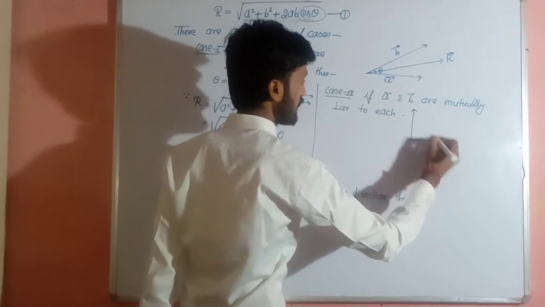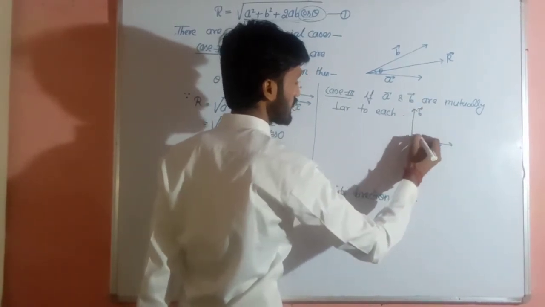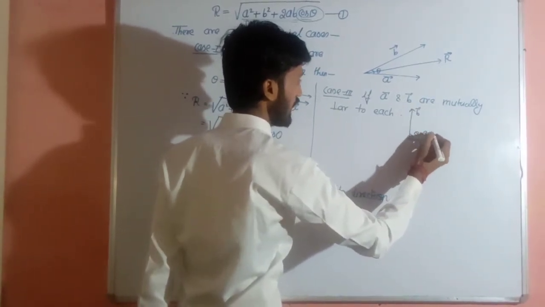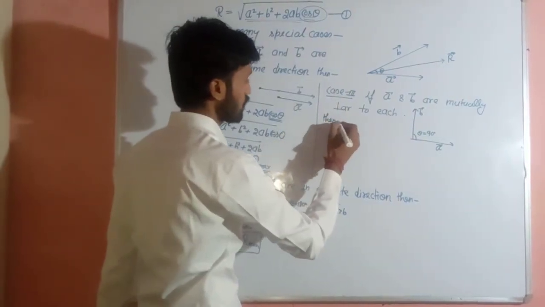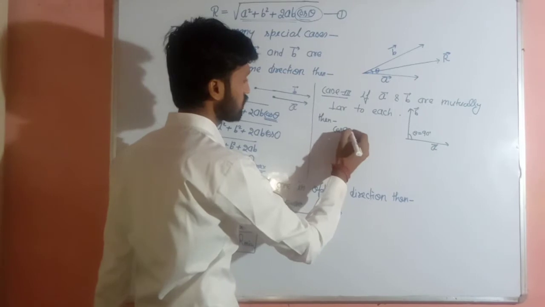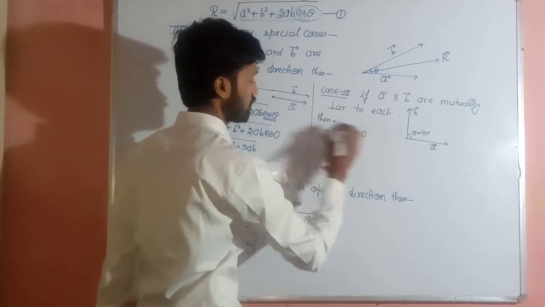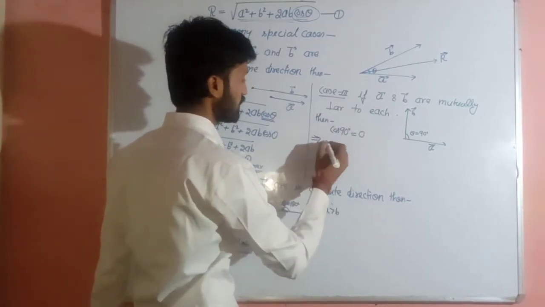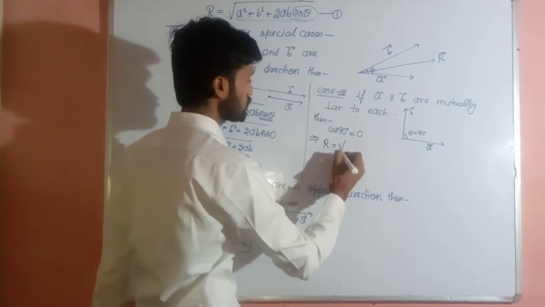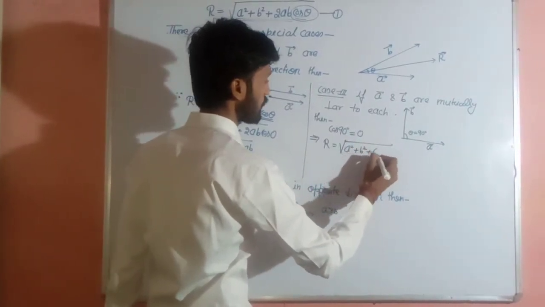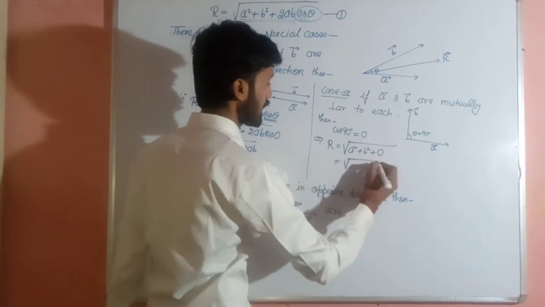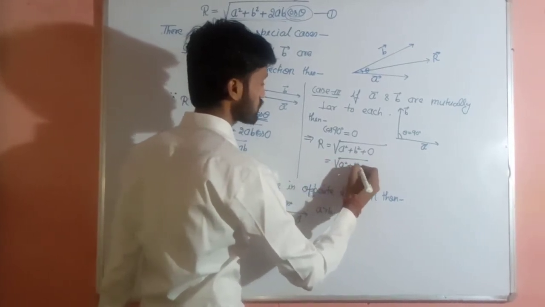This is vector A and this is vector B. This angle theta is equal to 90 degrees. Then cos 90 is equal to 0. So it implies that the resultant of these two vectors will be equal to A square plus B square plus 0, that is, A square plus B square.